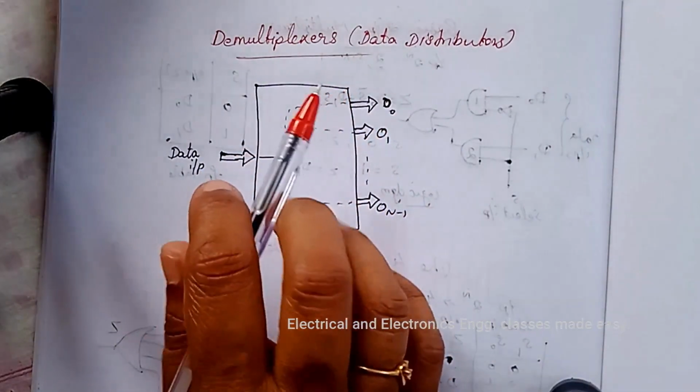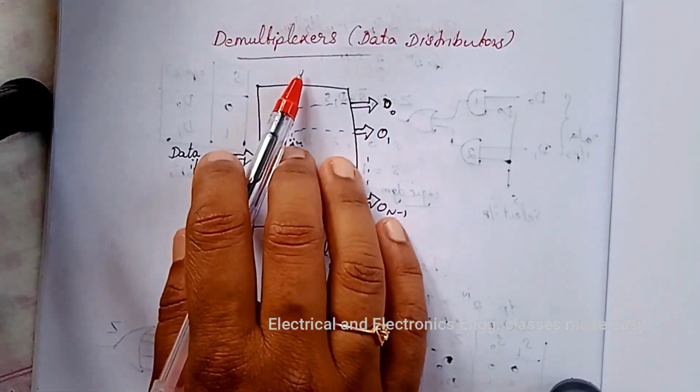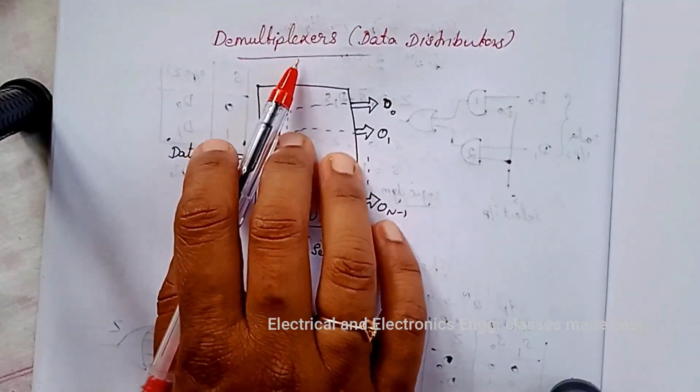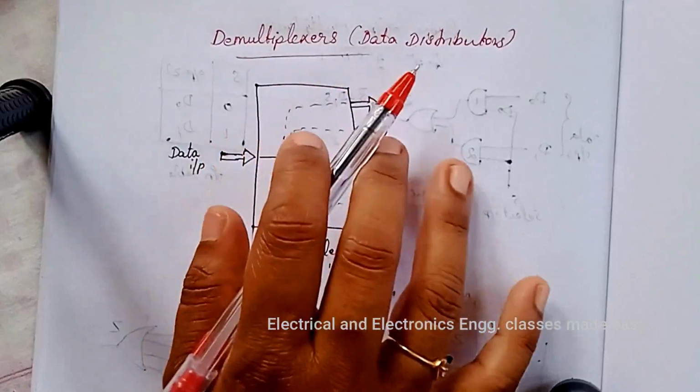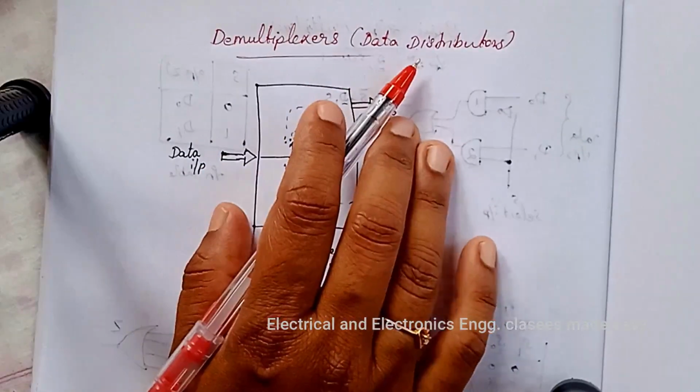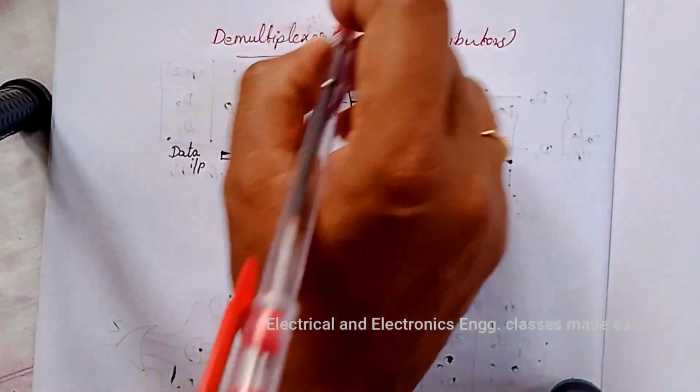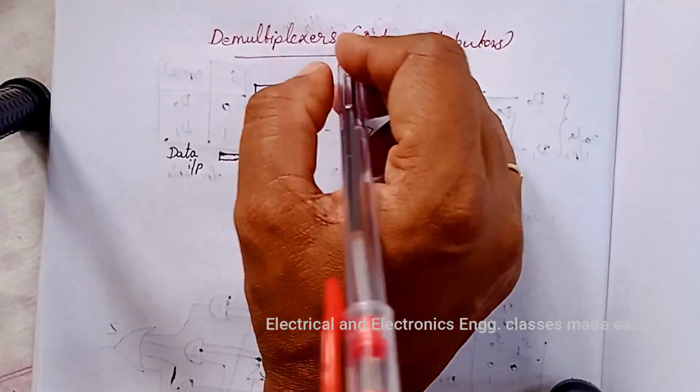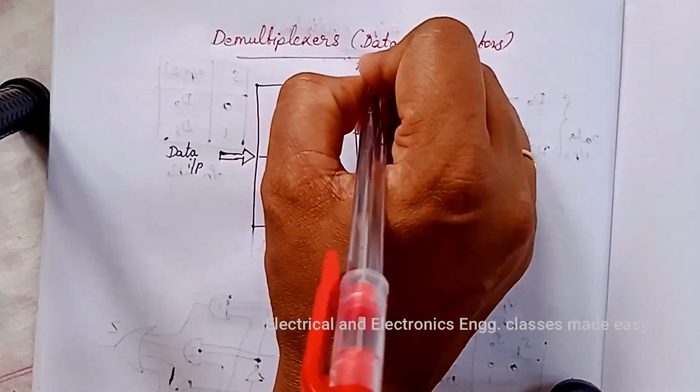Hi all, welcome to new class. Today's class is about demultiplexers, also called data distributors, and it is also called DEMUX.